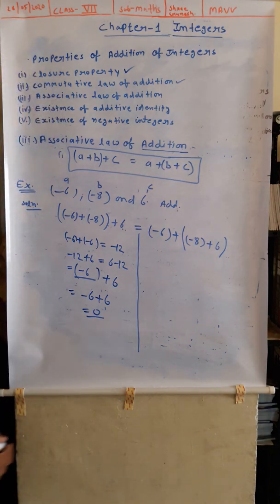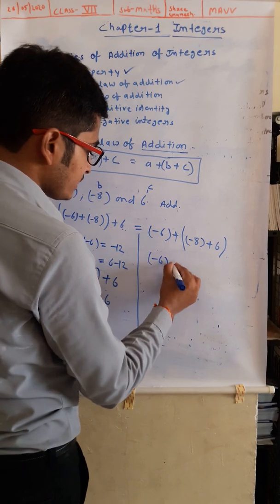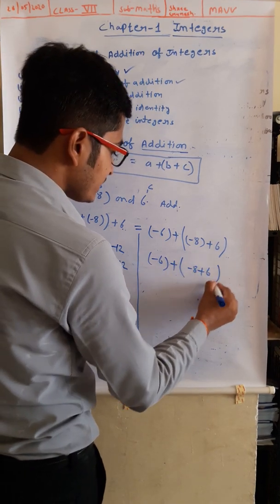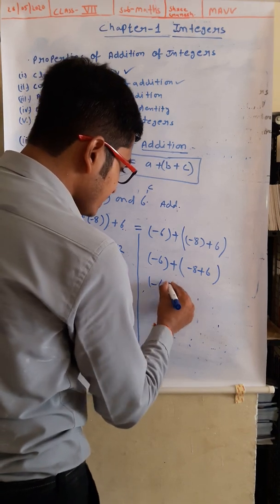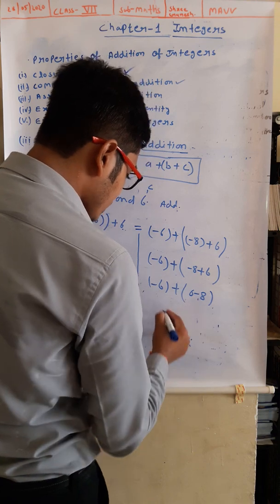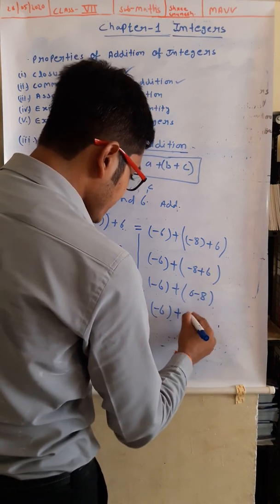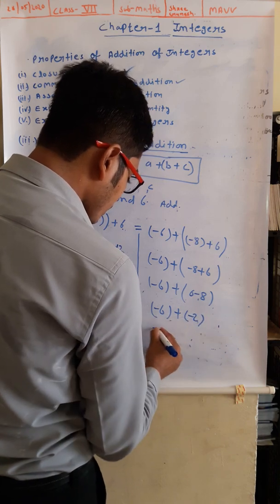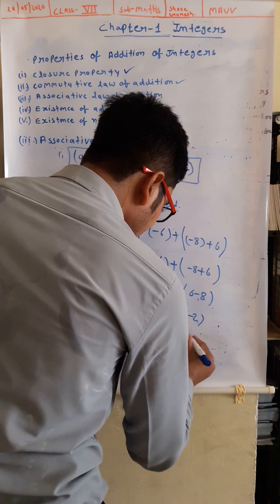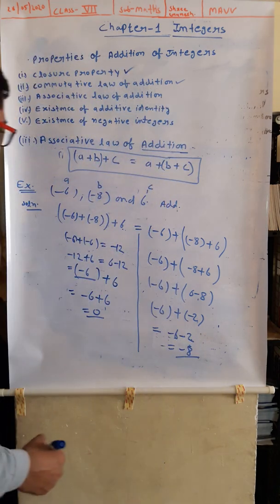But on the right hand side, just write minus 6 plus bracket minus 8 plus 6. So minus 6 plus, if you solve this bracket, you will get 6 minus 8, which is minus 2. So you will get minus 6 and minus 2, you will get minus 8. Let me see if we have made some mistake.